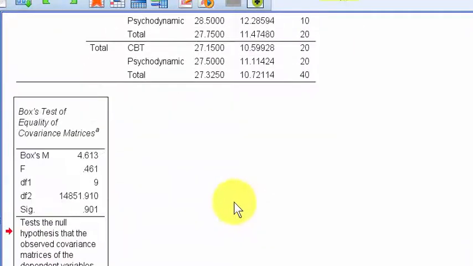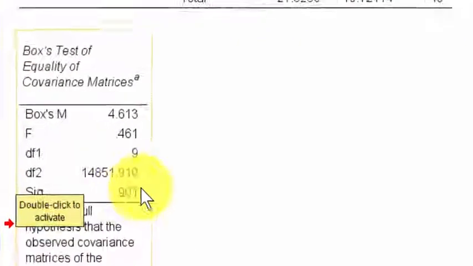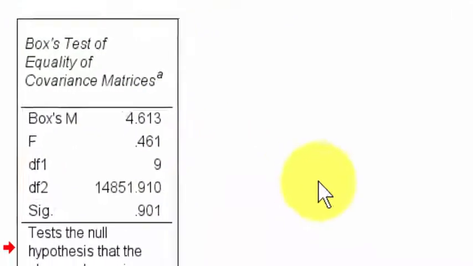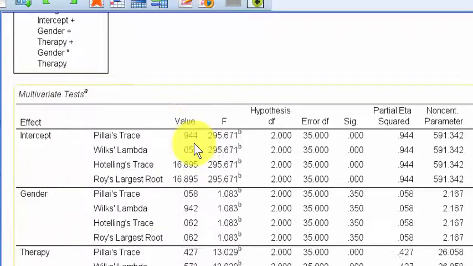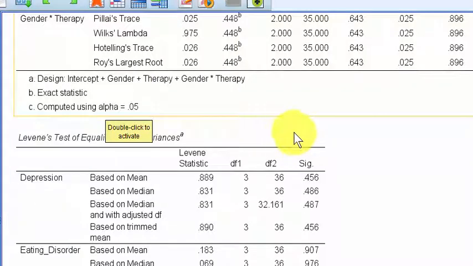All right, the Box's M test of covariance. This is your homogeneity of variance, and the sig value has to be less than 0.001 to violate the homogeneity of variance assumption, and it did not. So let's move on. Multivariate tests, they are very useful, but not for this video, okay? This says overall that for gender, there was no significant difference, but for therapy, there was a significant difference, but it doesn't tell you which DV. So we're going to go down to the output box.